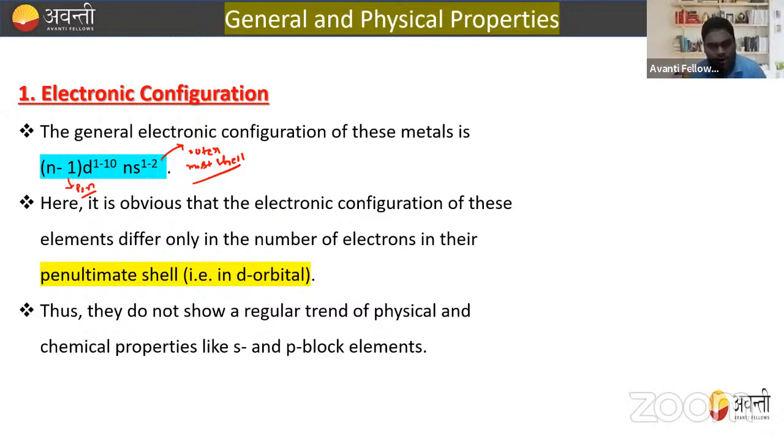So I hope this is clear to you. What is the general electronic configuration of the d block elements? This is nothing but (n-1)d^1-10 ns^1-2, right? And they differ only in the penultimate shell, that is in the d orbital. They do not show a regular trend of physical and chemical properties like s and p block elements, right? So these are the electronic configurations. I hope this is clear to you.